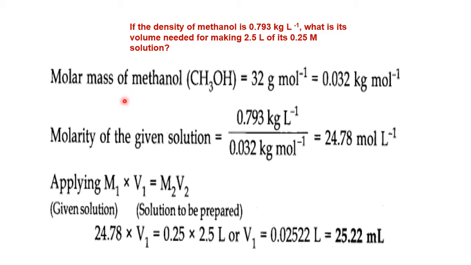First, we'll go for the molar mass of methanol, CH3OH. That is equal to what? 32 gram per mole. One C is 12, 4 H is 4, 12 plus 4 is 16, 16 plus oxygen 16 is 32. Okay, right. This is in gram. Now, in terms of kilogram, divide by 1000, that gives you 0.032 kilogram per mole.